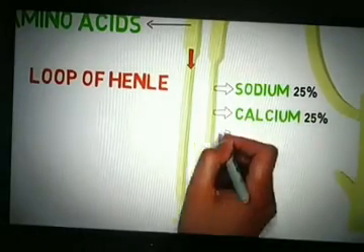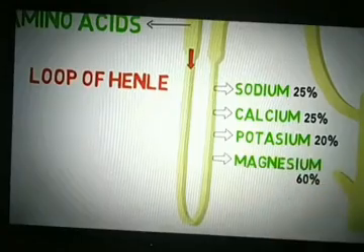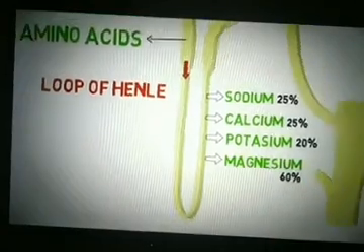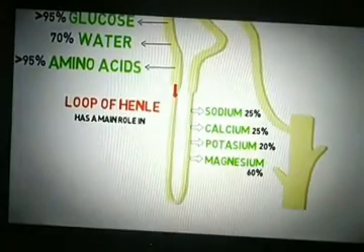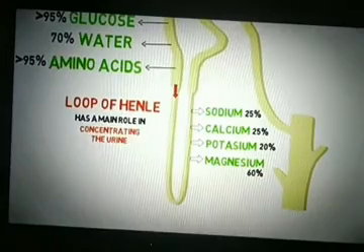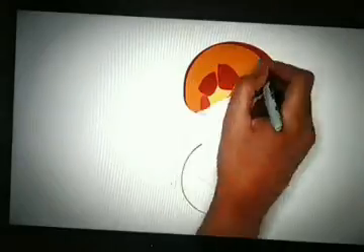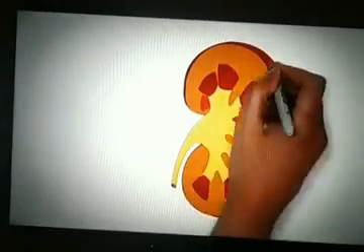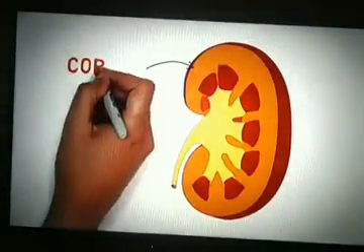Loop of Henle has some role in the reabsorption of important molecules like sodium, calcium, potassium, and magnesium. As you can see, sodium 25%, calcium 25%, potassium 20%, and magnesium also 60%. Loop of Henle has a major role in the concentration of urine, in making the urine concentrated. But it is taught at higher levels also. I will try to simplify it here as much as possible, so please pay close attention.